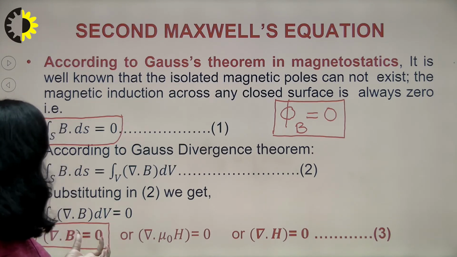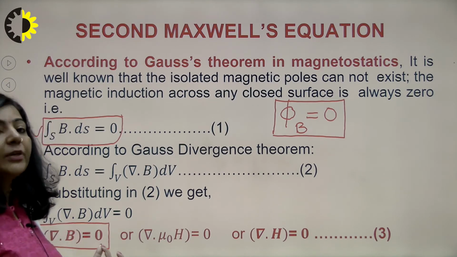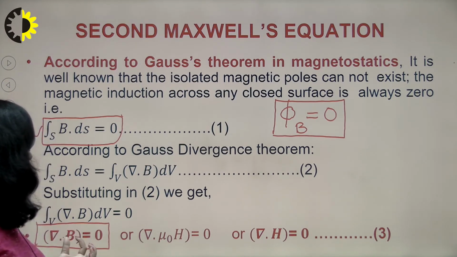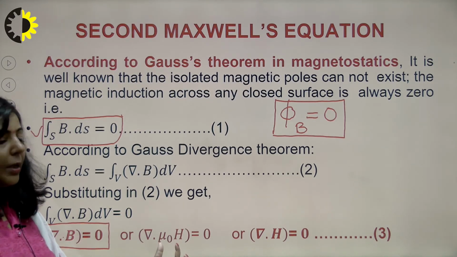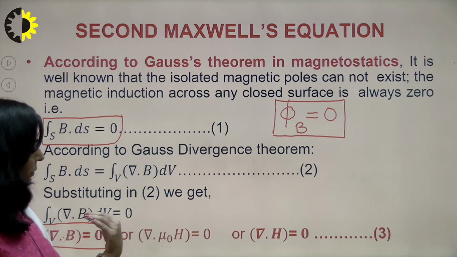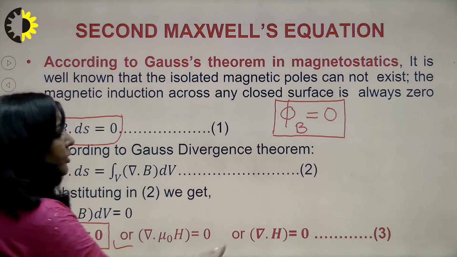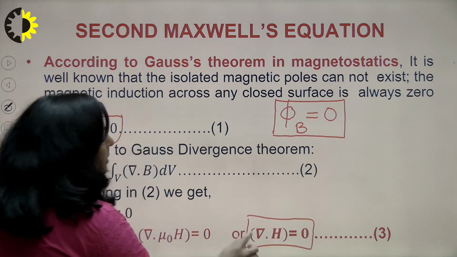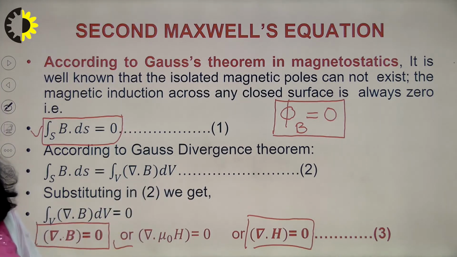So this is the differential form of Gauss law in magnetostatics, which can be further written as, because capital B is the magnetic flux density, you can write it as mu naught H, and this mu naught is known as permeability here. So further the conclusion is del dot H is equal to 0. If you want to write in terms of B, then this is del dot B is equal to 0. In terms of H, you can write del dot H is equal to 0. So these are two different forms of Maxwell's second equation.